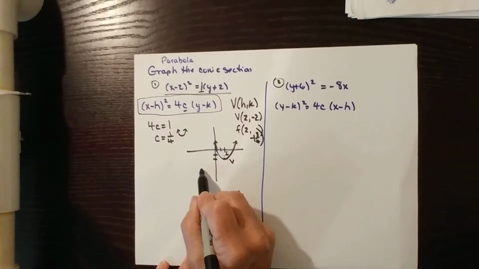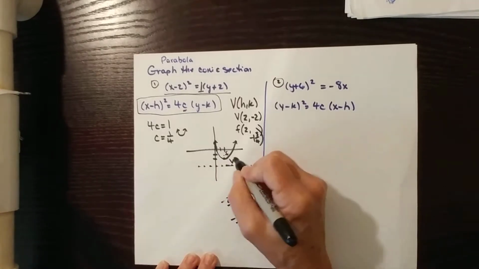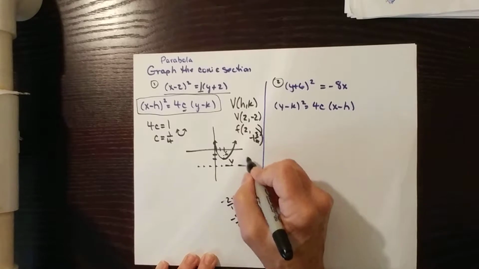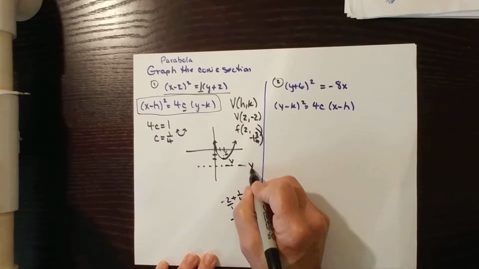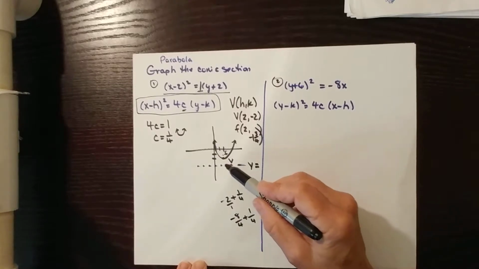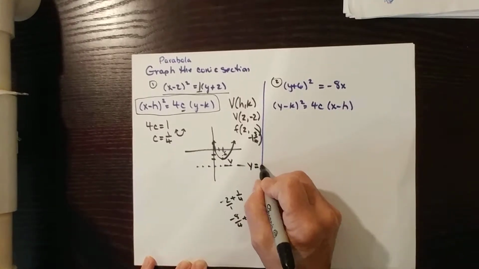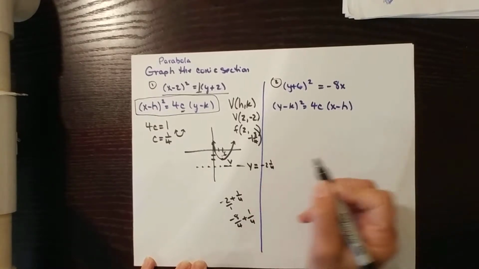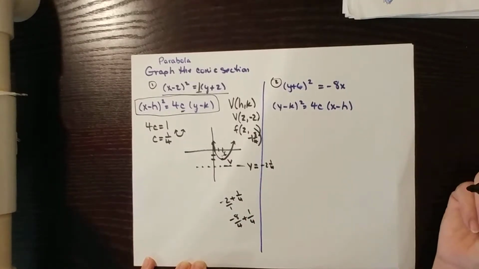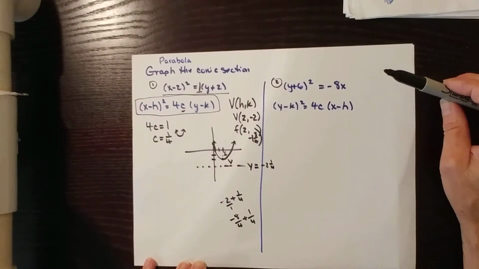The directrix will lie c units below the vertex, and this will be the equation y is equal to. So below, you're going to move 1/4 of a unit down from the vertex, so y is equal to -2 1/4. You move 1/4 down to get that coordinate. That's number 1. Number 2, we have (y + 6)² = -8x.